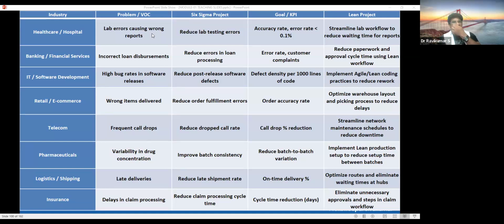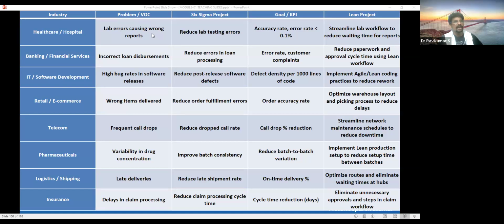Okay, so the lean project which can be executed here is to reduce the bottlenecks and provide a proper workflow to reduce the waiting time for reports. So along with Six Sigma, you can include lean projects and get the job done. Obviously the errors will also be eliminated, which is concerned with patients, that is process effectiveness, and the waiting time will also come down. That is connected with lean.